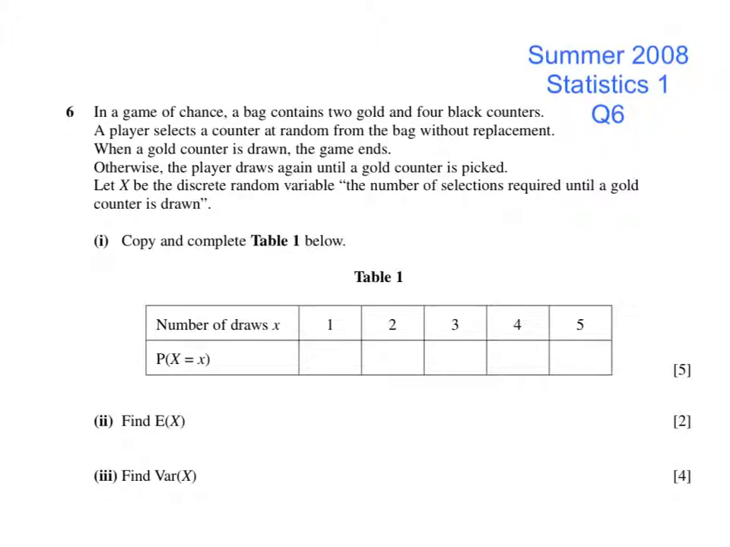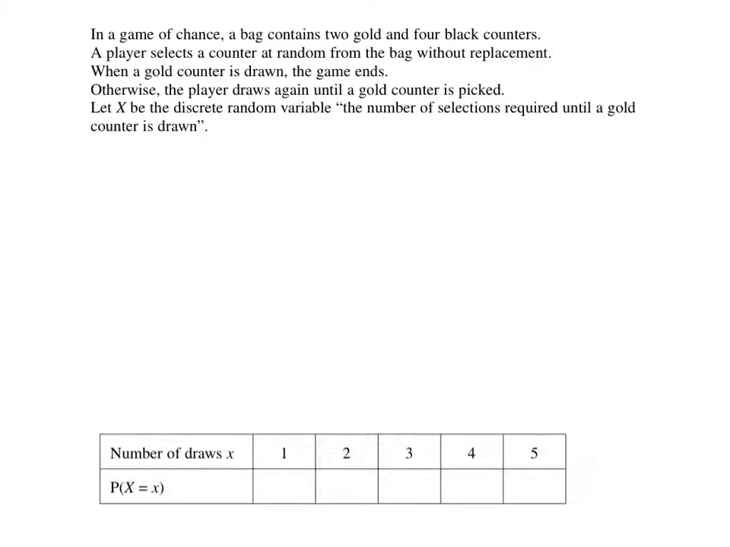Summer 2008 S1 question 6. It's about discrete random variables. Part 1 asks us to construct the probability table. It's important to note that the counters are removed from the bag and not replaced. That means there will always be one less counter, so our denominator is going to decrease each time.